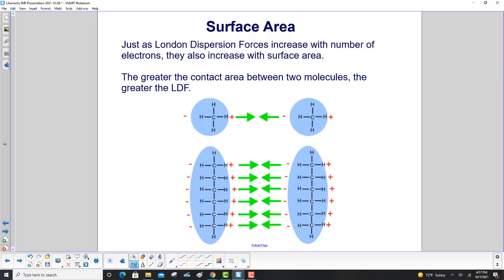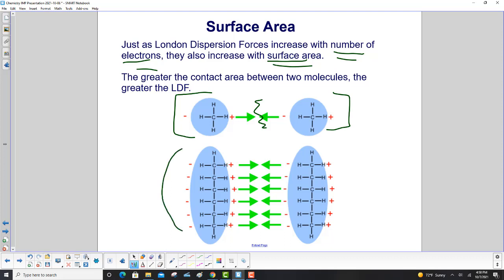Just as London dispersion forces increase with the number of electrons, they also increase with surface area. The greater the contact area between the two molecules, the greater the London dispersion forces. So here we just have this area between these two molecules, not so big, between the two CH4s. Now down here, where we have this long carbon chain with hydrogens, look at how big the contact area is. So this will have a higher London dispersion force between the molecules than the two CH4s.